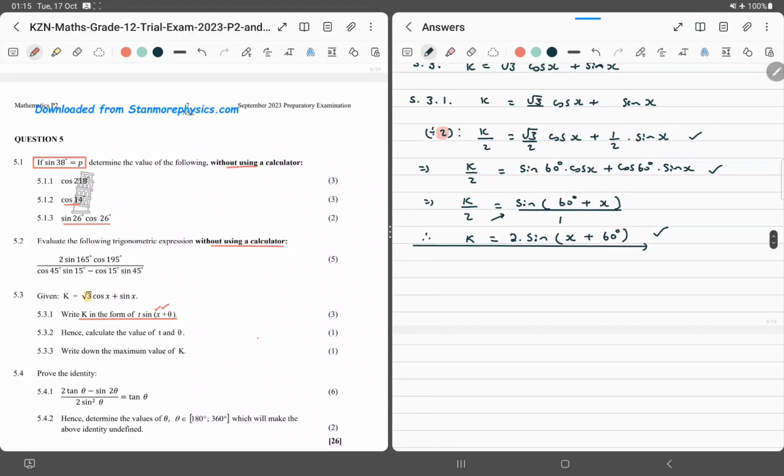So we've got here 5.3.2. Says now hence calculate the value of t and theta. I mean, that question is misleading. Just say hence determine, because we can see t is 2. It's this maximum value. And then we know that theta is essentially 60 degrees there. So they could say hence determine or hence write down, but to say calculate, it's misleading. How do you calculate this? It's already there.